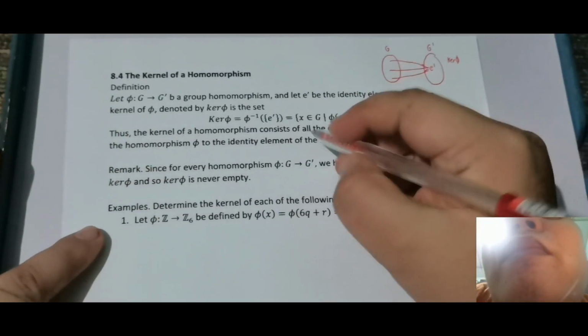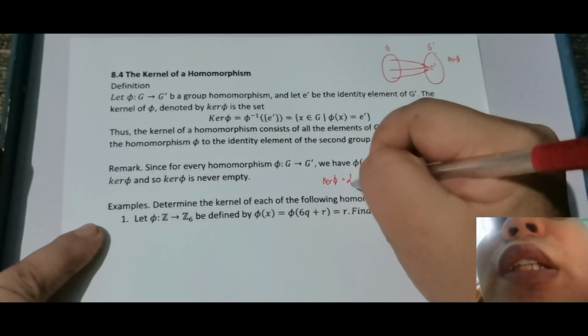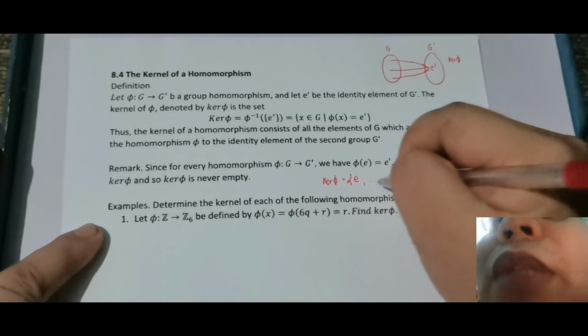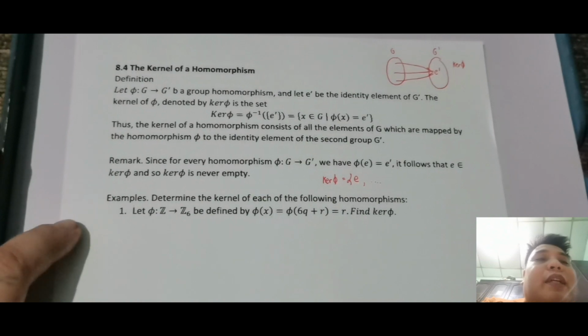So ker of P is equal to the set containing E, that is the first element, and then whatever other elements follow. Okay, so that is how easy it is.